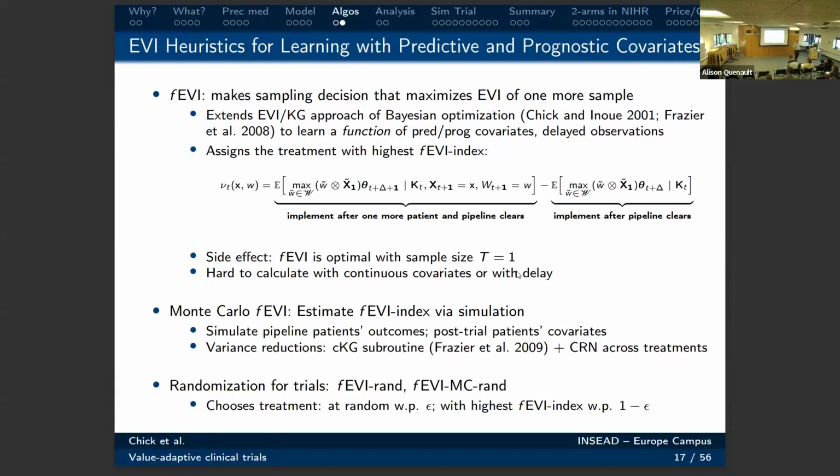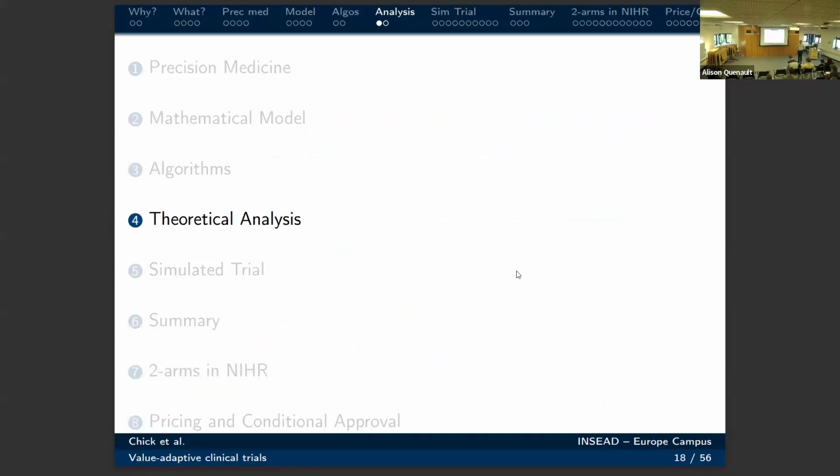And then in some cases, we might want to have some additional randomization in a trial. So we might, with probability 1 minus epsilon, use the highest index, and with some probability epsilon, just pick a treatment at random. I know many of you are using those sorts of techniques already. Those would be some example algorithms we might want to compare.